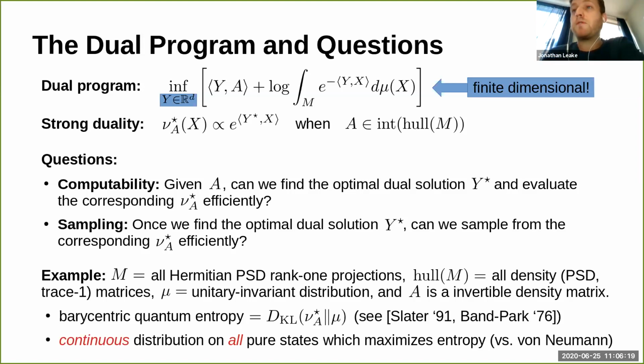That's just going to be something invertible. And it turns out with this setup, this minimal KL divergence is exactly how the barycentric quantum entropy is defined. It's some continuous distribution on all pure states related to this density matrix, which, if you compare to the von Neumann entropy, is a discrete distribution on the pure states corresponding to the eigenvectors. So this is somehow a continuous generalization in a certain sense.